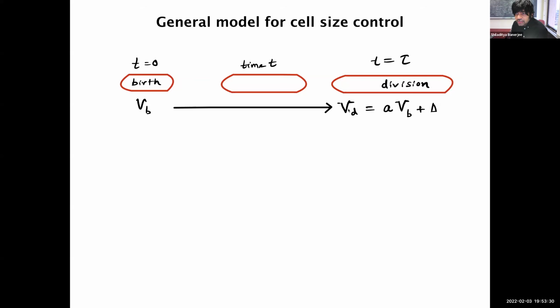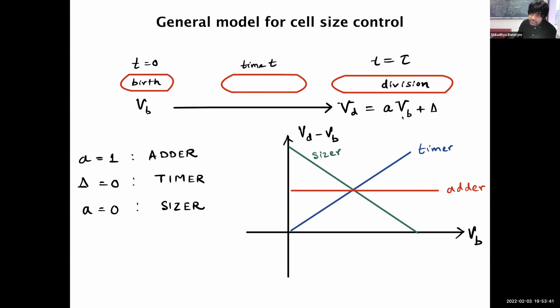This model is very interesting because it's a generalized version of the adder model and the timer model as well. So if A is equal to 1, you get an adder. If delta is equal to 0, you get a timer model, because you grow as a fixed multiple, growing exponentially. So that means that it's a timer. If A is equal to 0, it means that you divide at a critical size. Okay, so that's a sizer.